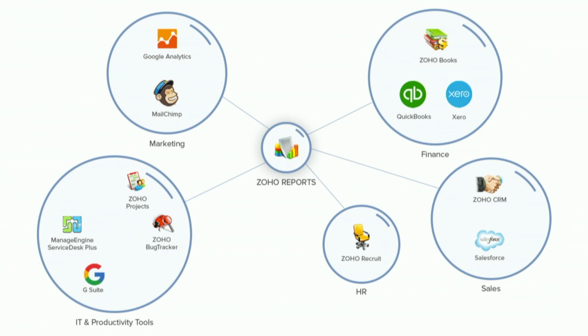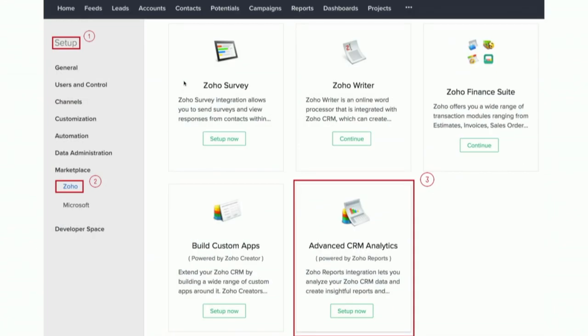All right, so that's a quick introduction of Zoho Reports. And by the way, if you're interested in setting up this integration with Zoho CRM, you could just go to Setup, Zoho under Marketplace, and just click on the Setup Now under Advanced CRM Analytics, and you'll be able to set this integration between Zoho Reports and Zoho CRM, and you can look at the same type of dashboards and reports that I showed you with your own sales data.